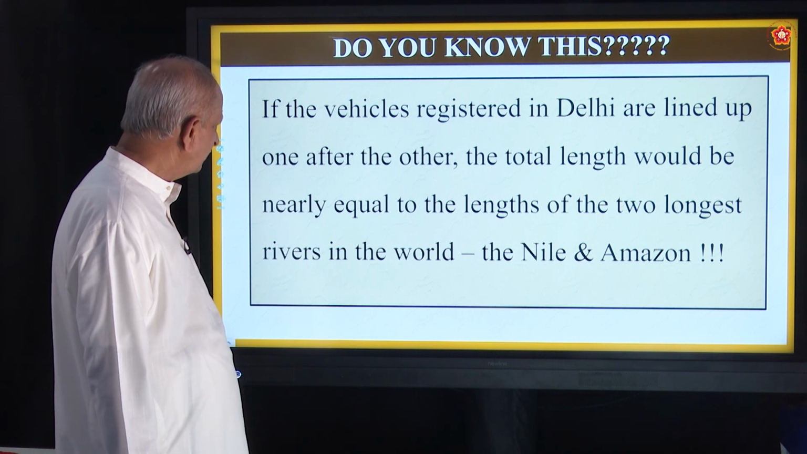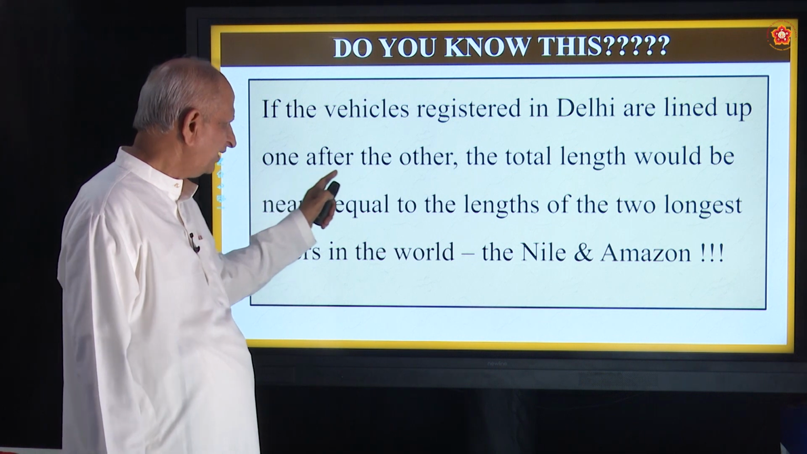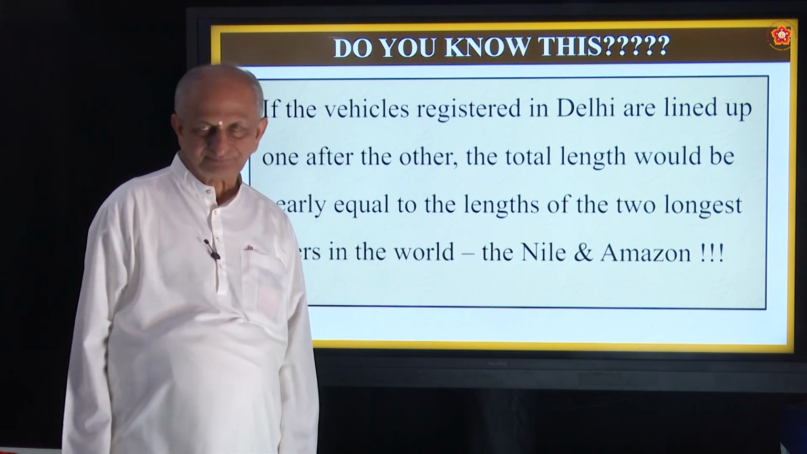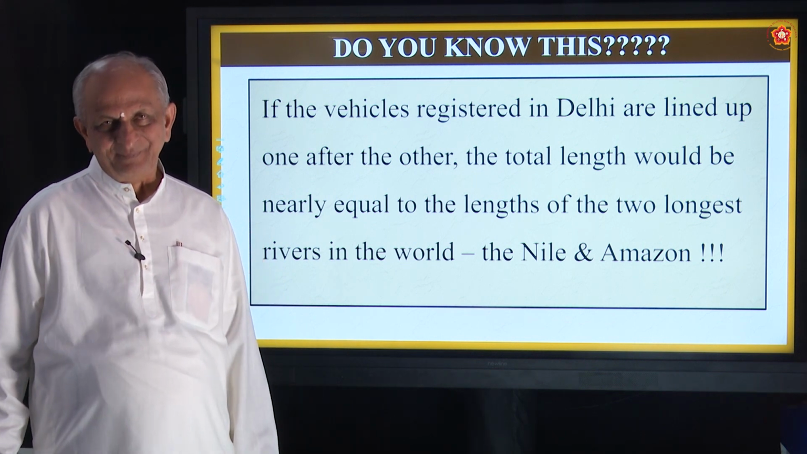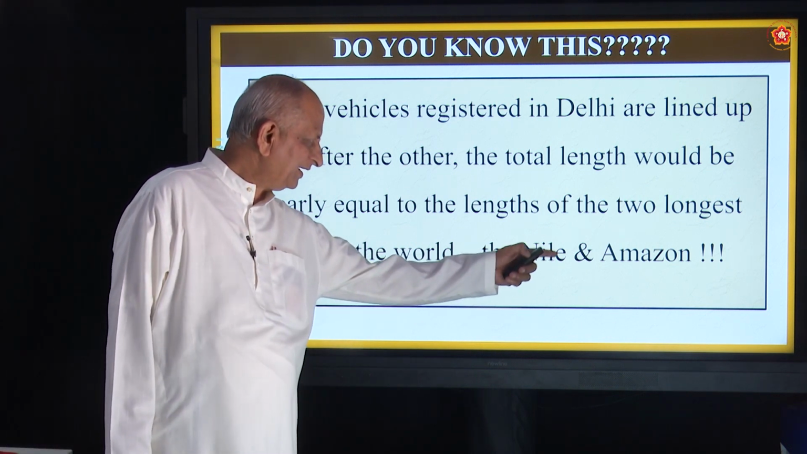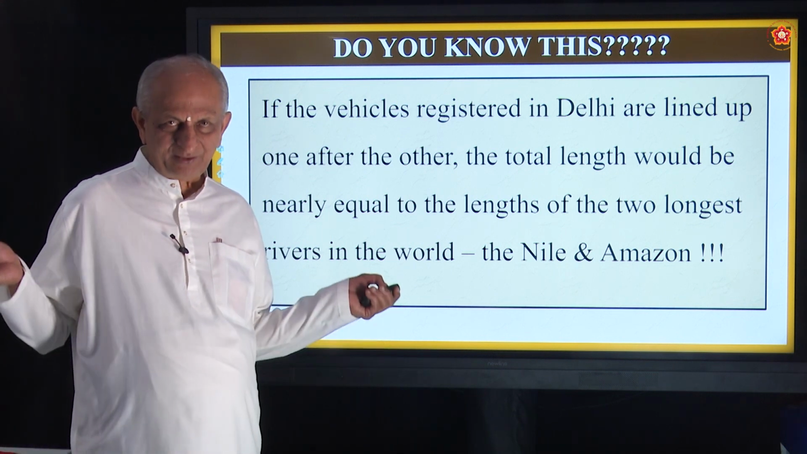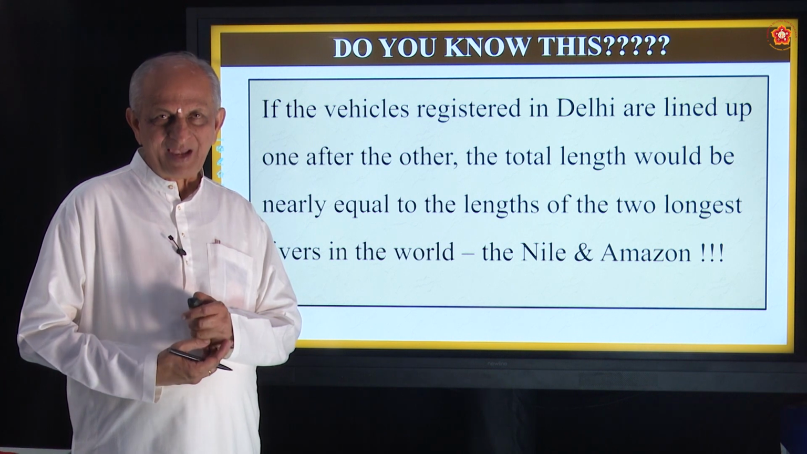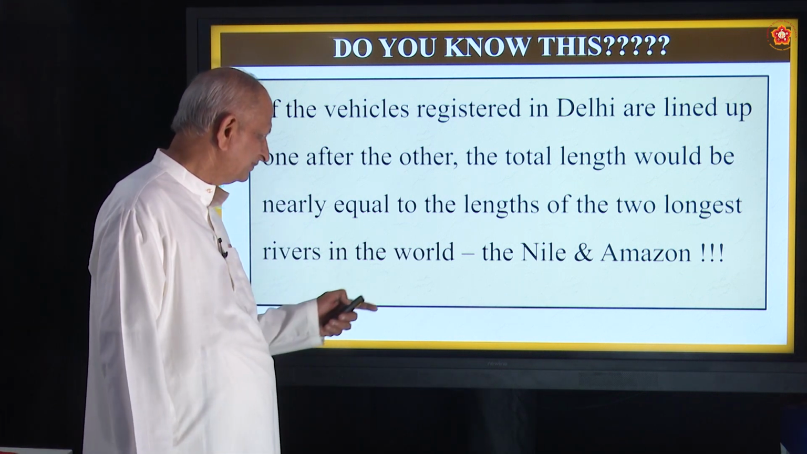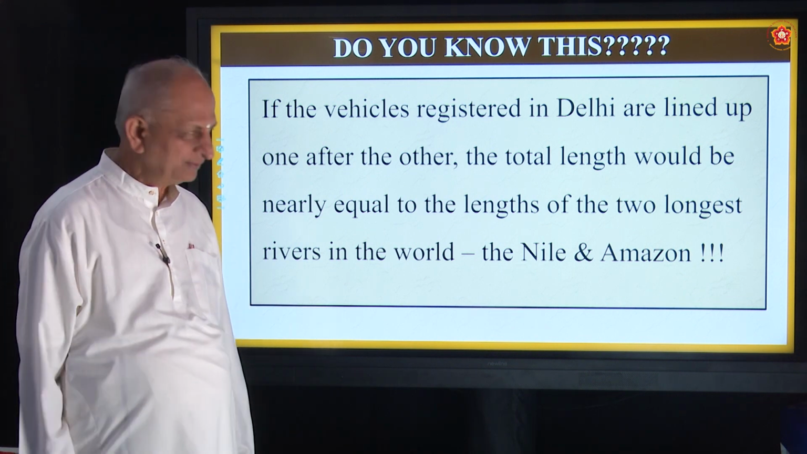Here is one thing you must note, with the vehicles, do you know this? The vehicles registered in Delhi, if lined up one after the other, the total length would be nearly equal to the lengths of the two longest rivers in the world, the Nile and the Amazon. This is only a comparison. That means the number of vehicles is so much. Of course, it is a capital city. All people throng there, especially political people, and because it is the central government, naturally people will go there in large numbers. So they will have a lot of vehicles, and naturally you can expect a lot of pollution. Okay.